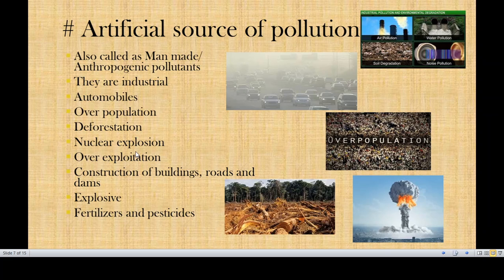The next one is nuclear explosion. Like I said earlier also, we are trying to develop ourselves, but in this development part we are forgetting that we are creating explosions, and these explosions are of course creating pollutant. These pollutants may be directly harmful, like you can remember, for example, the Hiroshima Nagasaki incidents.